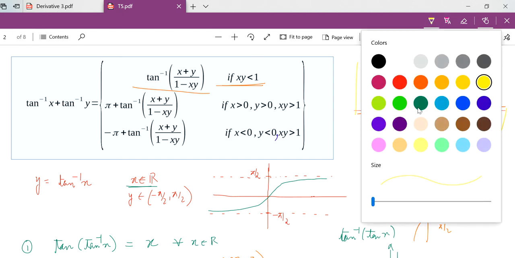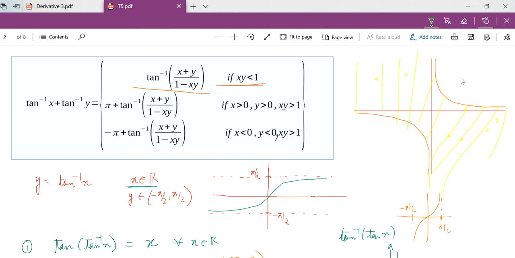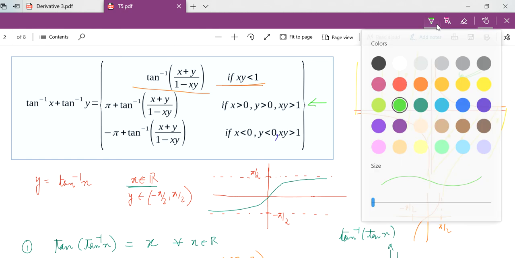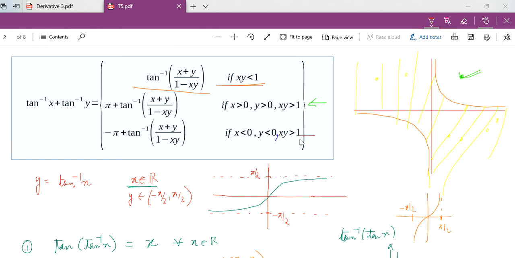But in case you have any other point, let's say if you have a point here, this is being followed. Can you see, x is greater than 0, y is greater than 0, xy is greater than 1. In this region, you are going to follow this, and in the other one, you are going to follow this. Any point if I give you here, you are going to follow this. So that was the graphical description and all the basic stuff.